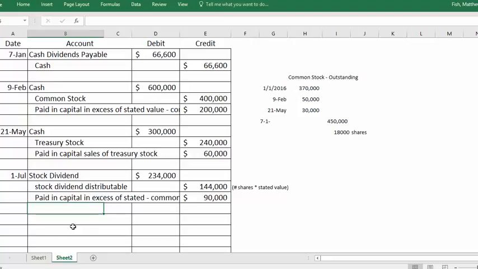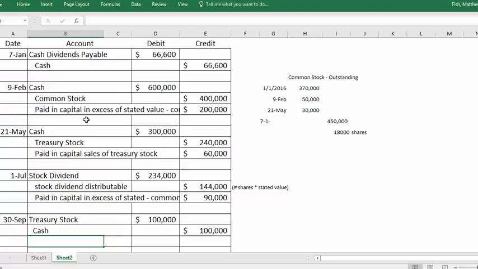On September 30th, the next transaction, the problem says that we purchased 10,000 shares of treasury stock. Fairly simple transaction relative to the last one. Treasury stock, and we paid $100,000 for it. So our cash goes down by $100,000.